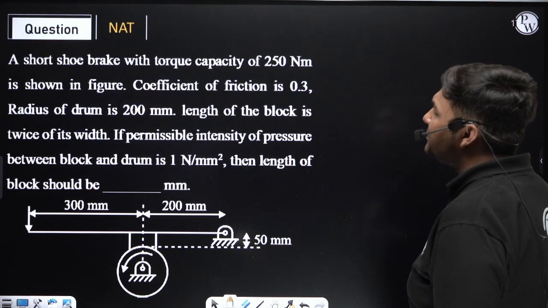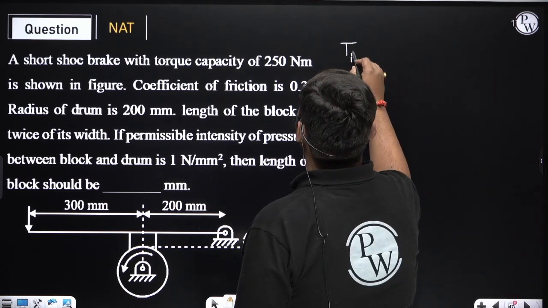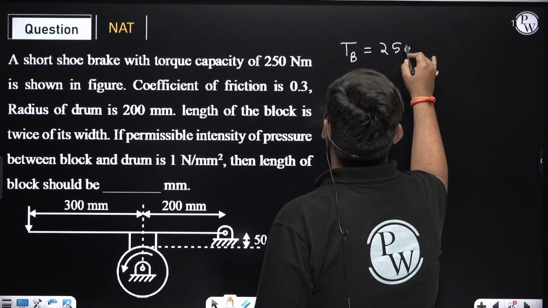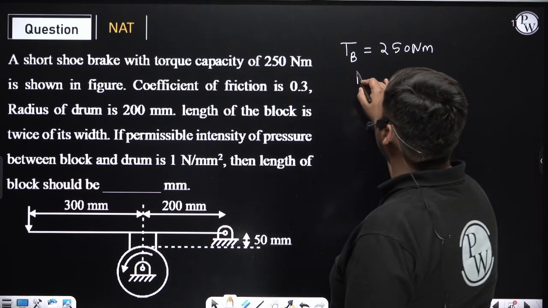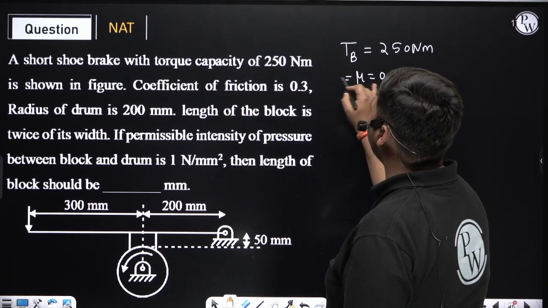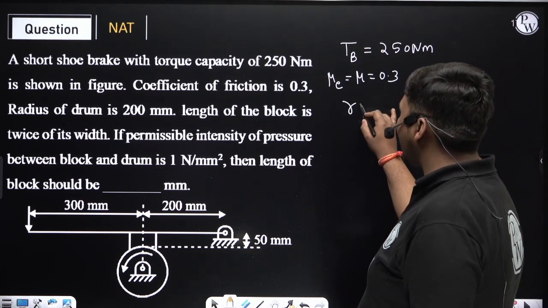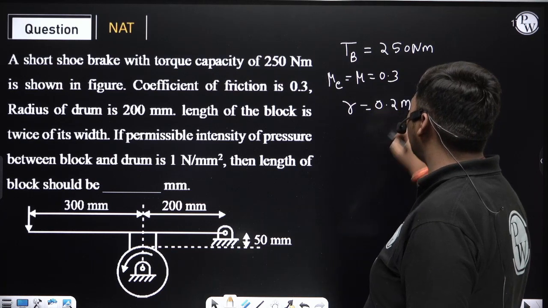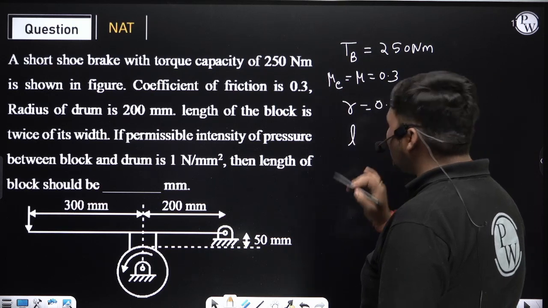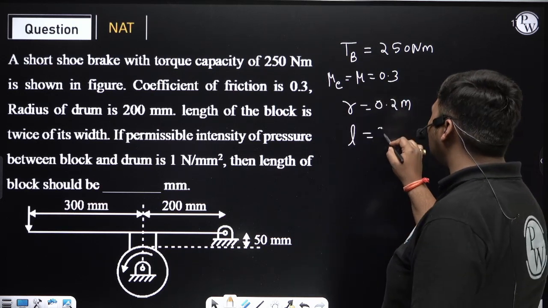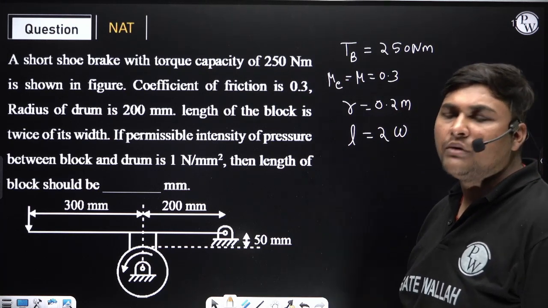This question is saying: a short shoe brake with a torque capacity of 250 Newton meter, so the braking torque capacity is given, is shown in the figure. The coefficient of friction mu is 0.3, and since it is a short shoe brake, mu equivalent will be equal to mu. The radius of the drum is given, R, which is 200 mm; in meters it will be 0.2 meter. The length of the block is twice its width. I am denoting width as W, so L is equal to 2 times W.